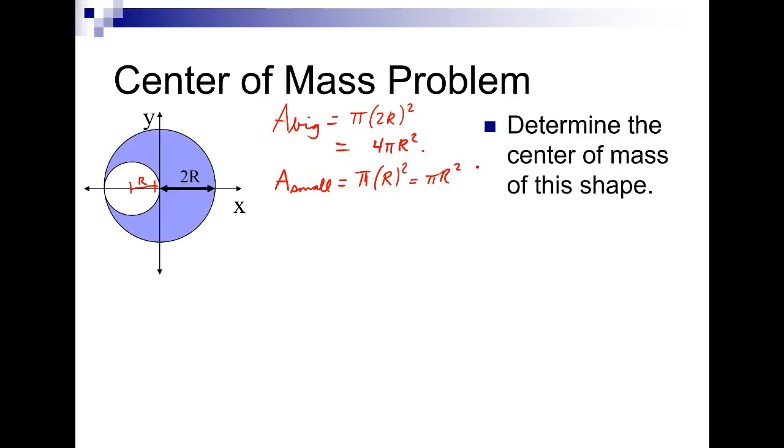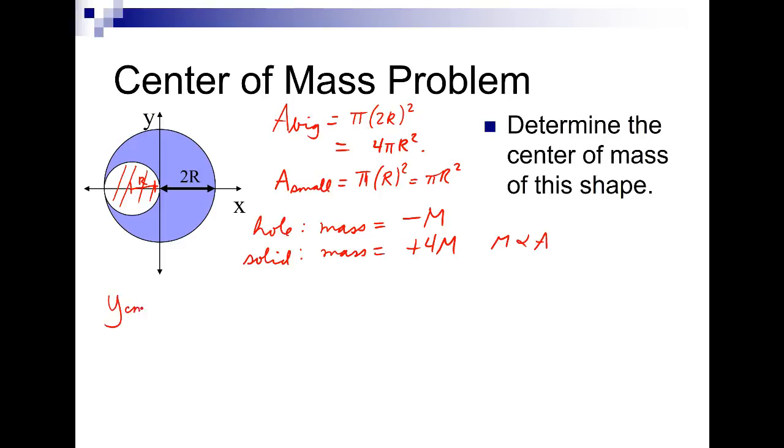Now, we're just going to say that the hole has a negative density, so the hole is going to have a mass equal to negative m, but the solid part is going to have a mass equal to plus 4m. The reason for this is that the mass is going to be proportional to the area. Makes sense.